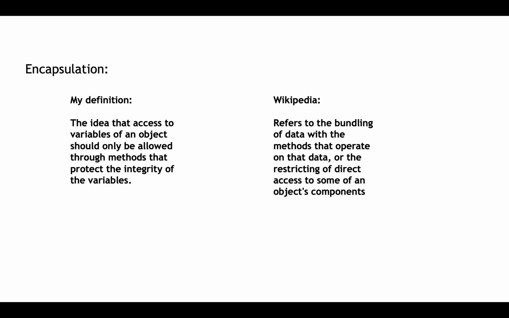Now, formally, here's a definition that I would create. I would say my definition of encapsulation is this idea that access to variables of an object can only be allowed through methods, and this helps you protect the integrity of the variables. And Wikipedia has another way of describing that. It says it's bundling of data with the methods that operate on that data, or restricting of direct access to some of the object's components.